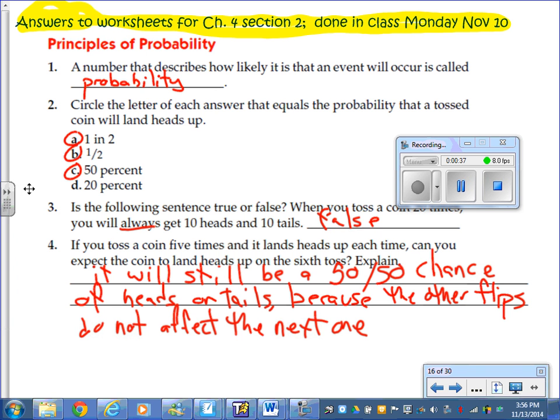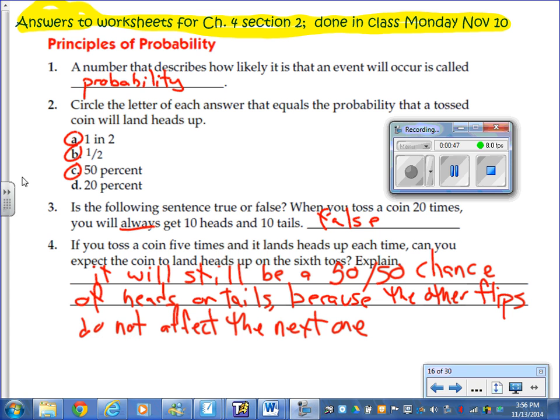This is the first page. The number that describes how likely it is the event will occur is probability. Circle, let's see the answers. A tossed coin, one heads up. There's two choices, 1 and 2. 1 out of 2, 50%.